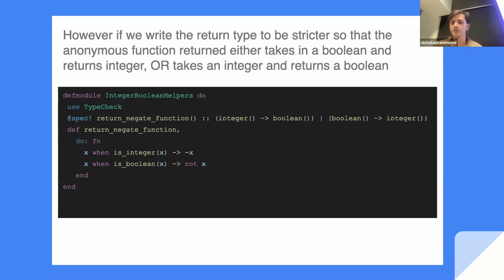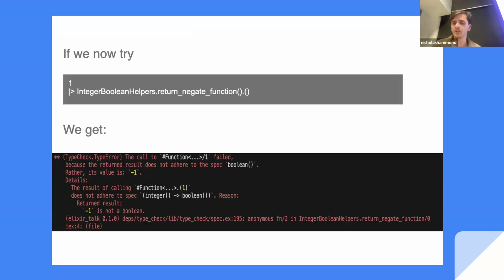So if we now try the same thing, we get an error. And indeed, it tells us the return result is not a Boolean. So we can see this works, that this type check library actually works quite well. Actually, this library actually helped me in constructing these slides.